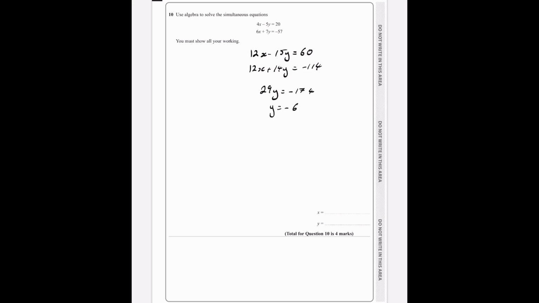Divide both sides by 29. When you've done that, y is negative 6. Then go back to any of the equations you have, substitute negative 6 in and solve it to find out the value of x. Comes out as negative 2.5. So x is negative 2.5, y is negative 6. You could have done that in quite a number of ways, and that would have worked fine.